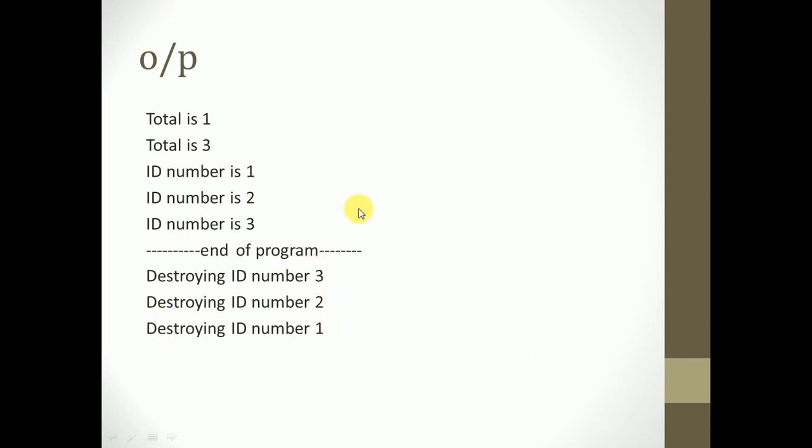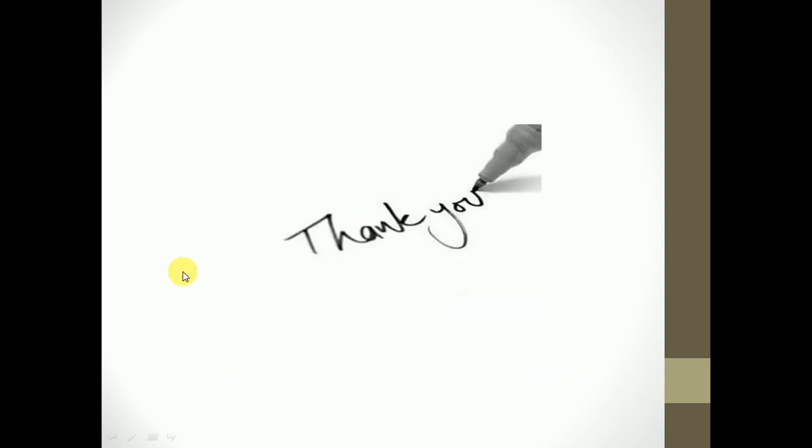So this is the total output of your program for static function. Hope you understood static function and static data. A few things to remember: a static function can access only static data. A normal member function can access both the normal data and the static data. How do you call the static function? Using the class name and the scope resolution operator.